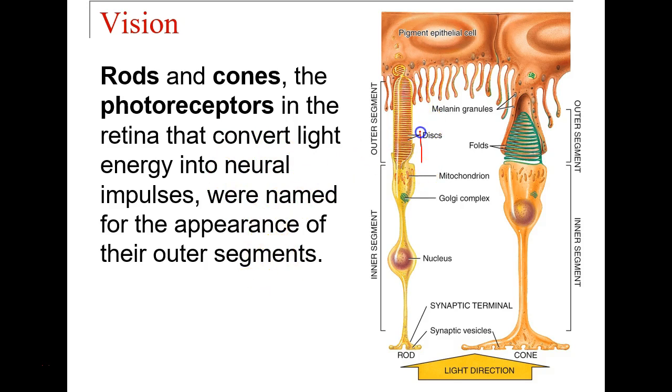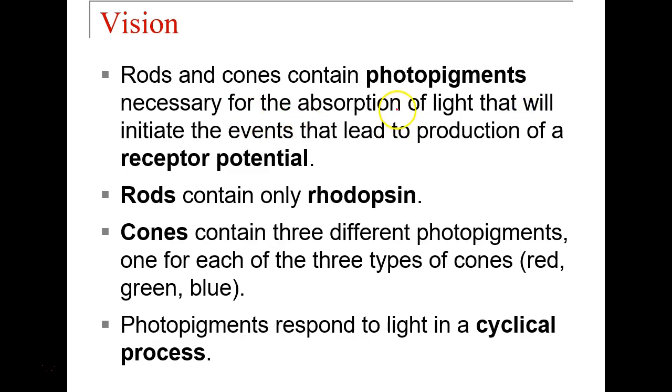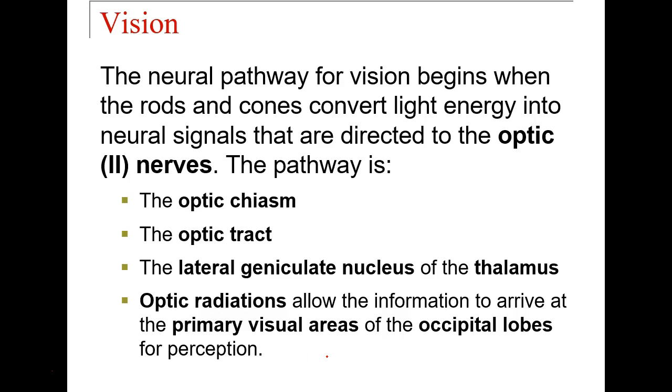So rods and cones, again, are photoreceptors, and we convert light into neural impulses. So these photoreceptors get their names from their appearance, rods and cones. Okay, so they're going to contain photopigments, which will absorb the light and lead to the production of the receptor potential. So rods will only contain rhodopsin, and cones will contain 3 different photopigments. This allows us to see red, green, and blue. So photopigments respond to light in a cyclical process we'll see here in a bit.